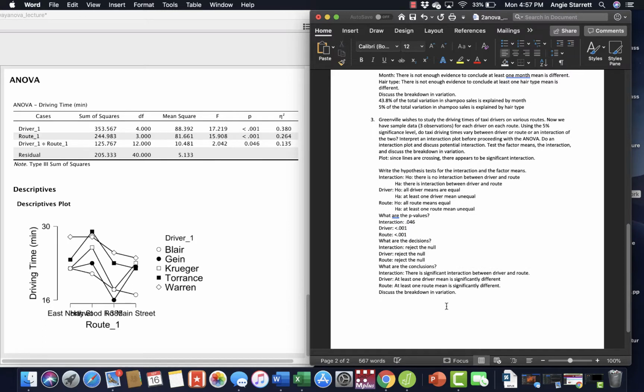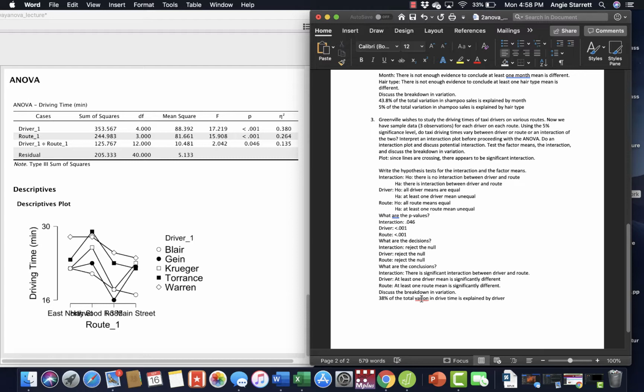All right. Discuss the breakdown and variation. So this is where we look at our eta squareds. And notice now we've got 3 eta squareds. We've got an effect size for each of our factors as well as our interaction. So we've got 38% of the total variation in drive time is explained by driver.